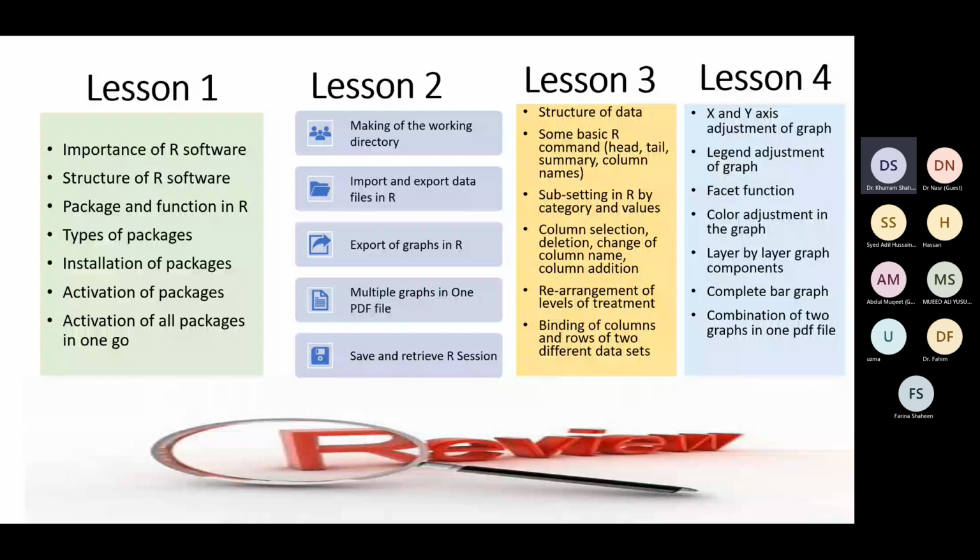Then we see that R works in layers. You have to build the first layer, then with the plus sign you can add the second layer, third layer, and fourth layer. So you can add X labels, Y labels, faceting, and other things. You can join your commands layer by layer, and a beautiful graph will come out at the end. So you can change any component of a graph through commands.